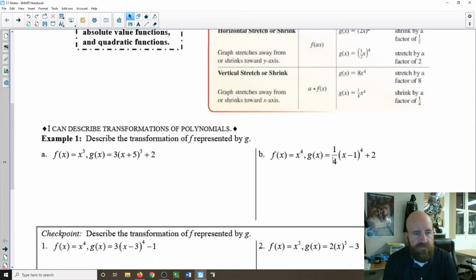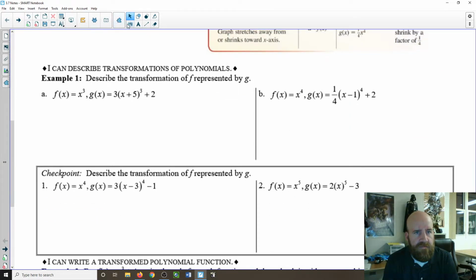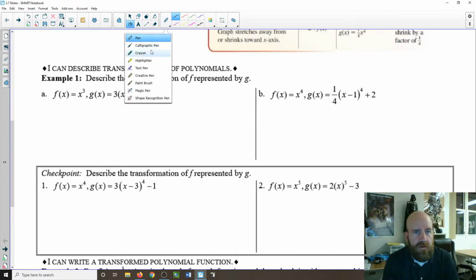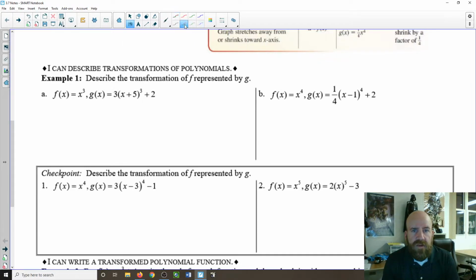All right, let's take a look. We're probably going to go through the examples and skip over the checkpoints just to make the video a little quicker because it is review. So we have f of x given as x cubed. For g of x, this transformation takes place. We need to describe the transformations. So the 5 inside, let's start there.